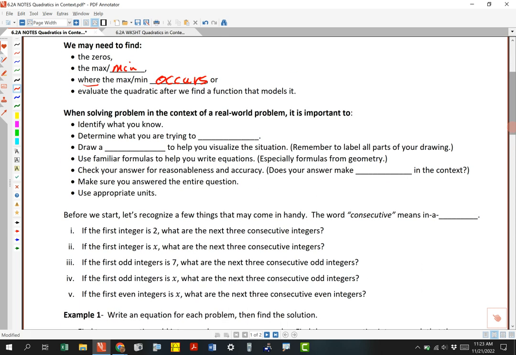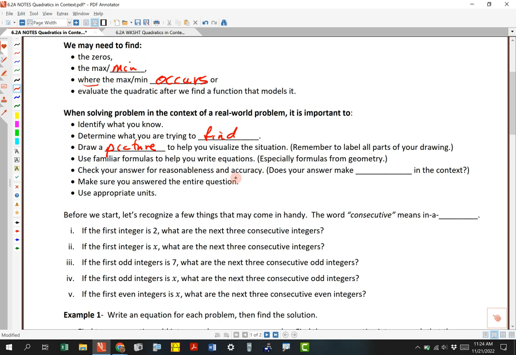And a couple of hints for writing these down. Identify what you know, so read the problem carefully and figure out what you know. Determine what you're trying to find. Draw a picture or a diagram. That'll help you visualize what's going on, and this is especially true if we've got a geometry problem or something. Label all the parts of your drawing if you can. So that would be axes, pieces of the geometric shape, the square, the rectangle, whatever it happens to be. Use familiar formulas, again, from geometry, area of a rectangle, area of a triangle, perimeter, different things like that.